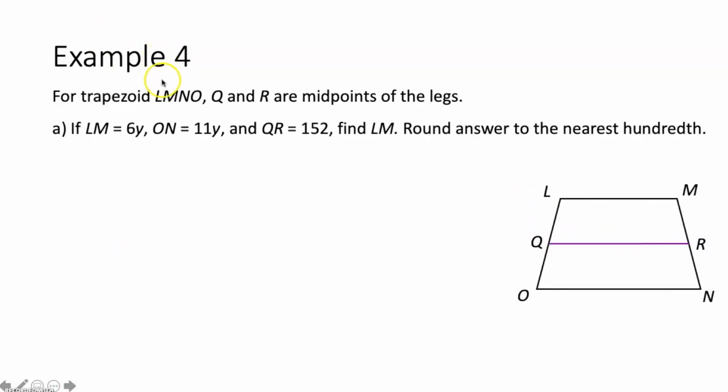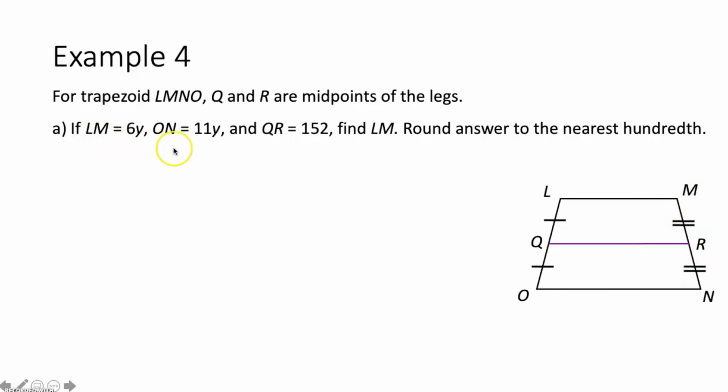Now, example 4, very similar to example 3, we have a trapezoid. We know Q and R are our midpoints of our given legs, segment LO and segment MN. So we want to label that as such. If we know Q is the midpoint over here, then we know this segment must be congruent to this segment. If we know R is the midpoint over here, we know this segment must be congruent to this segment.